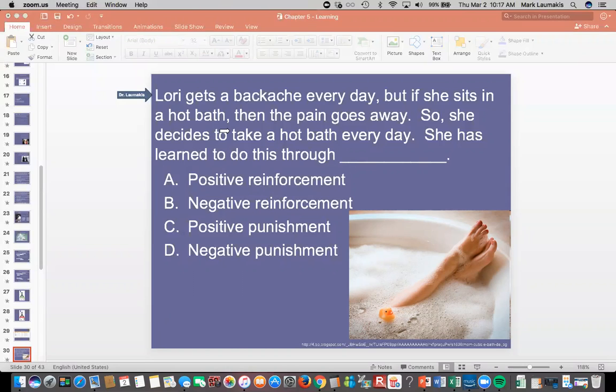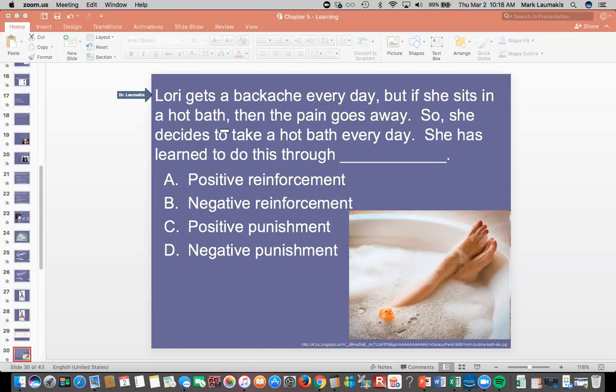All right, I see lots of negative reinforcements come in. Now explain to me why it's negative reinforcement. Taking the pain away. So when I take the bath, when I do the bath-taking behavior, the consequence is the elimination of, the avoidance of, the termination of the pain. Very, very good. Any questions about that?